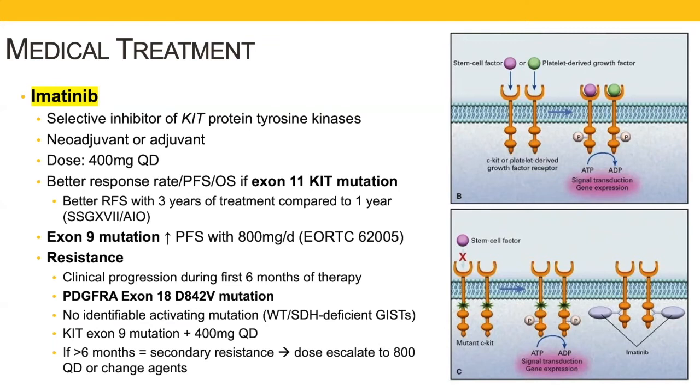The mainstay of medical therapy for GIST is imatinib or Gleevec. It's a selective inhibitor of the KIT protein tyrosine kinases, and as I mentioned, it can be given both neoadjuvantly or in the adjuvant setting. Typically, it's given at a dose of 400 milligrams daily. Specifically in the exon 11 mutation, these patients respond really well to this dosing. And in the adjuvant setting, it's given typically for a period of 3 years after surgery.